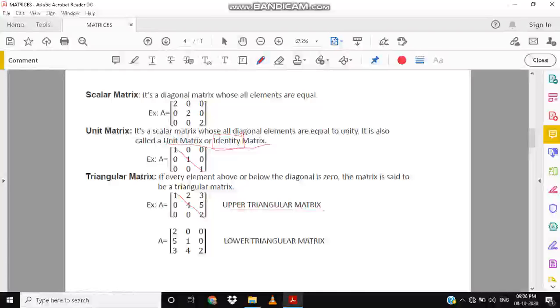Why? See, it is forming a triangle in the upper side, right? So that's why it is called upper triangular matrix. And in this case, you see, it's forming a triangle in the lower side. So that's why it is called lower triangular matrix. Got it?